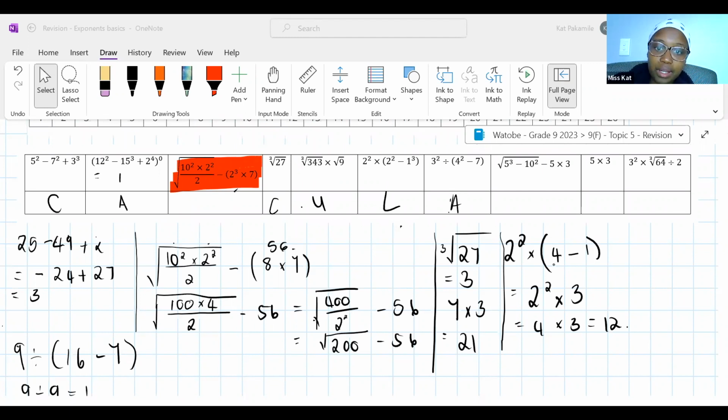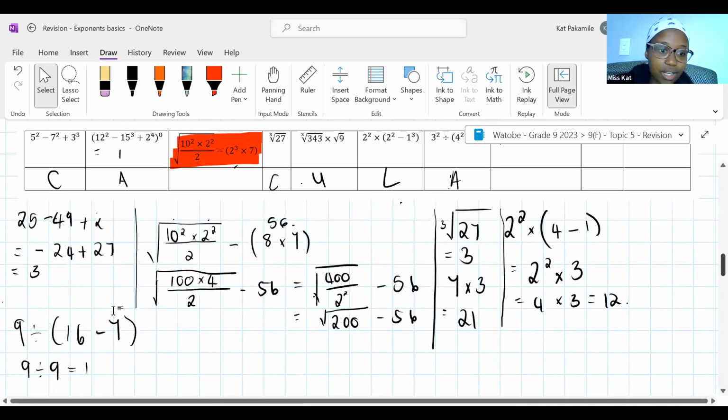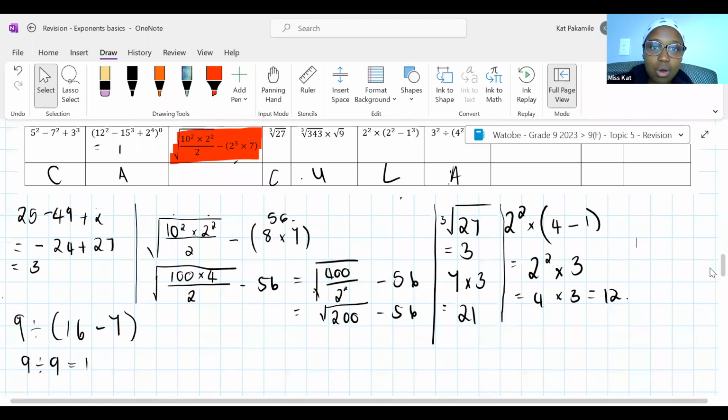Okay, let's do the next one. This one's just supposed to be a fun challenge, if I can say. Has everyone written down what's on the screen now? Or should I just go on the side and write there?